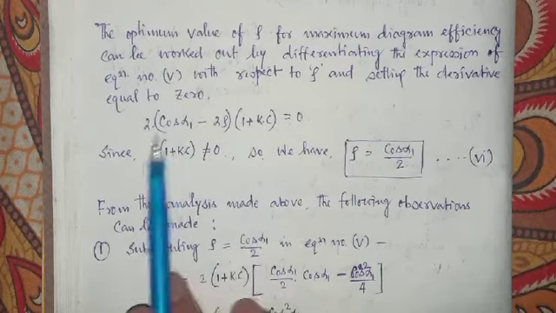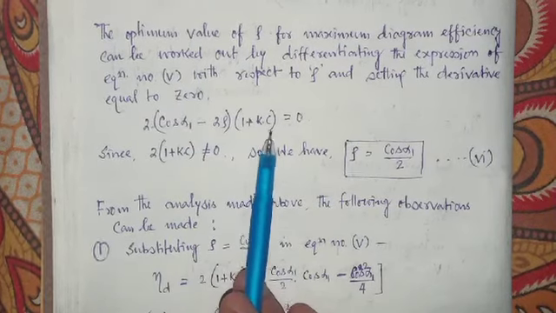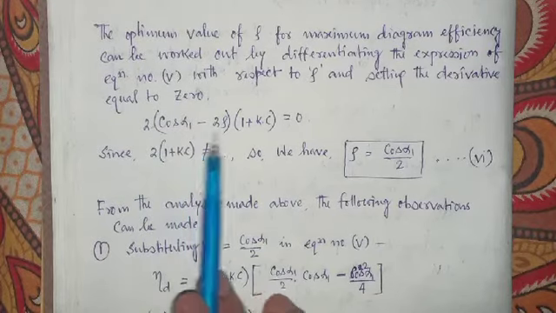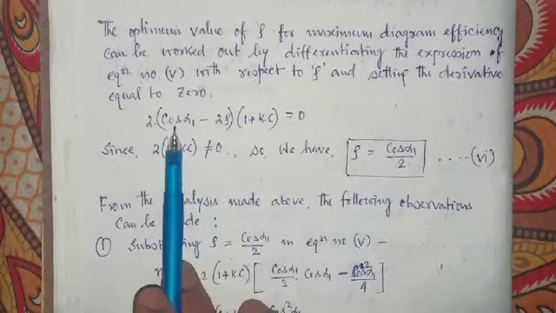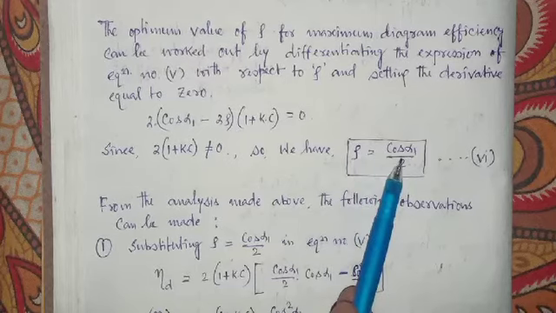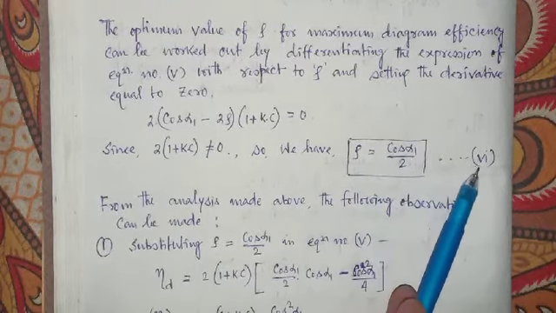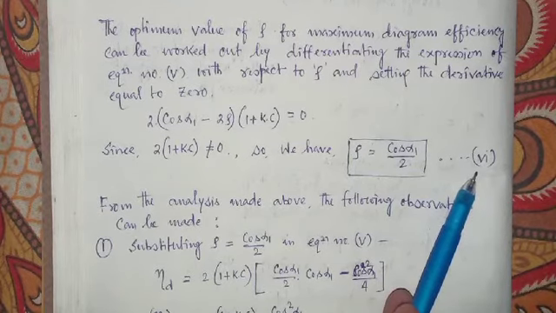If we say this is equal to 0, the expression will be meaningless, so this is obviously not equal to 0. So we can say this one is equal to 0. If this be 0, then rho equals cos of alpha 1 by 2, and this is indicated by equation number 6.